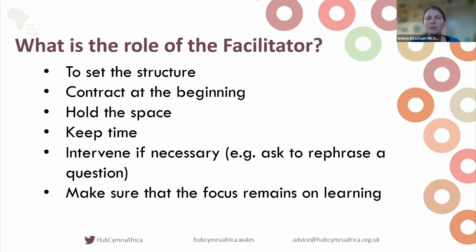The role of the facilitator is to set the structure. They would contract at the beginning, hold the space that we talked about, hold that structure, and keep time. They might intervene if necessary. If somebody was asking a question that was too leading or wasn't helpful, they might ask them to rephrase it or ask it in a different way, but really make sure that the focus remains on learning.